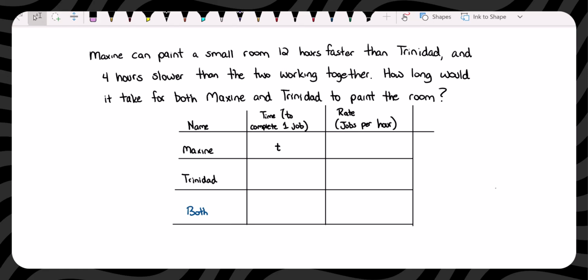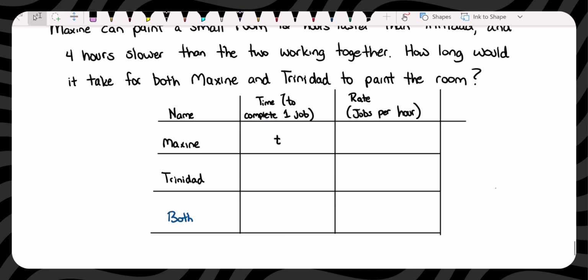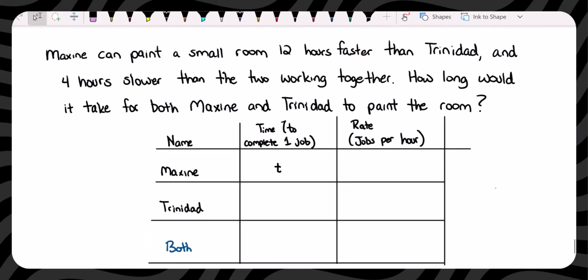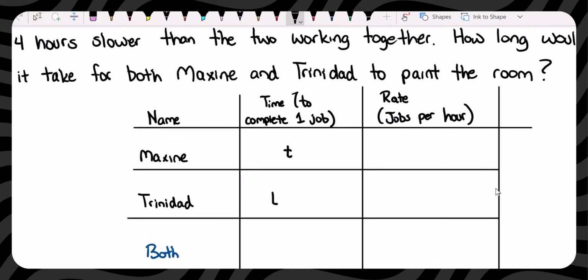So I'm switching the role here. I'm letting T be the time it takes for Maxine to complete a job, which means that Trinidad, because she works slower than Maxine, is going to take more time. It's going to take the time it takes Maxine plus 12, right?